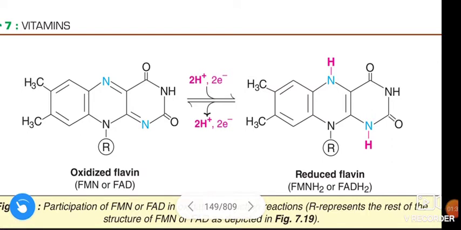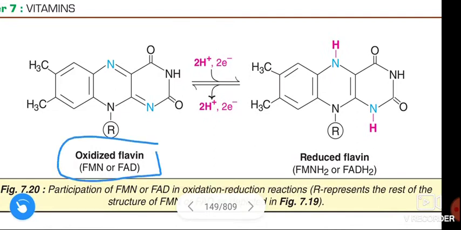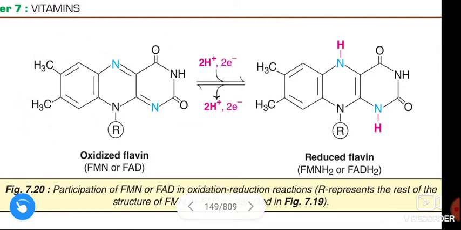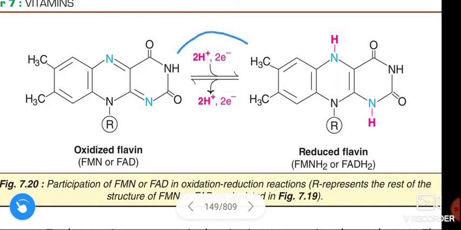See this reaction. The oxidized flavins, FMN and FAD, contain the functional unit isoalloxazine ring. This isoalloxazine ring accepts the hydrogen atoms along with the electrons and is converted to reduced flavin. The reduced flavins are FMNH2 and FADH2, formed by accepting 2H plus and 2 electrons. These coenzymes are involved in redox reactions.